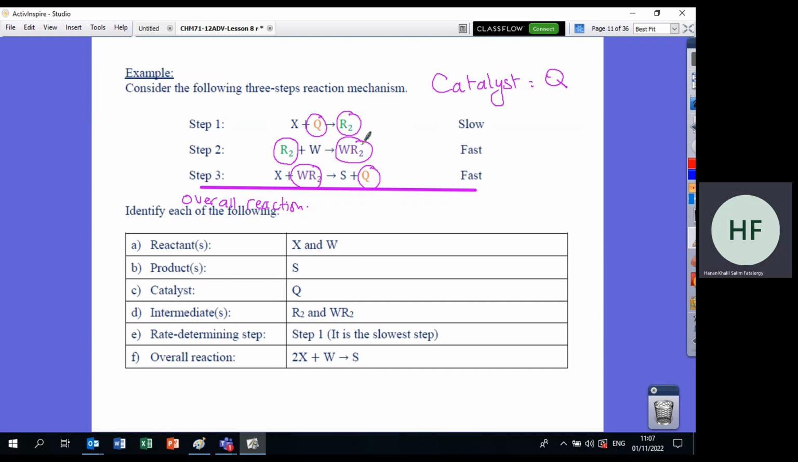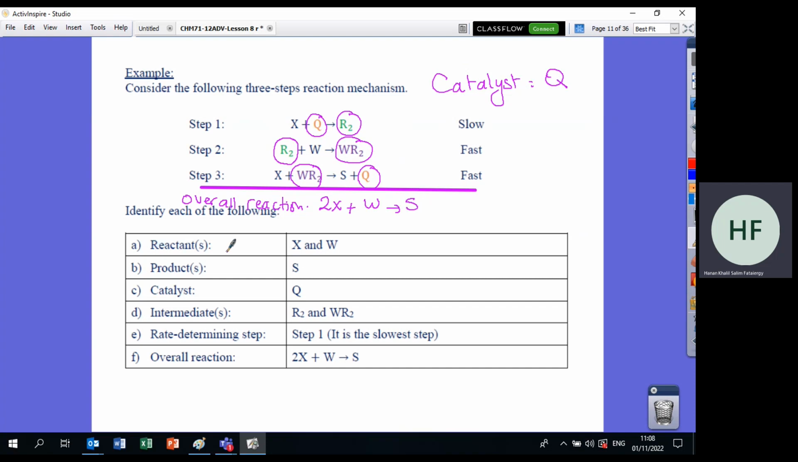Now these 2 are intermediates because they are cancelled in the middle. Now what is left? A very important thing: can I cancel X and X? For sure no, because here X is a reactant and X is a reactant. When I cancel, it must be a product with a reactant, but reactant with reactant, I cannot cancel. So what do I say? X and X, this is 2X plus W gives me S.